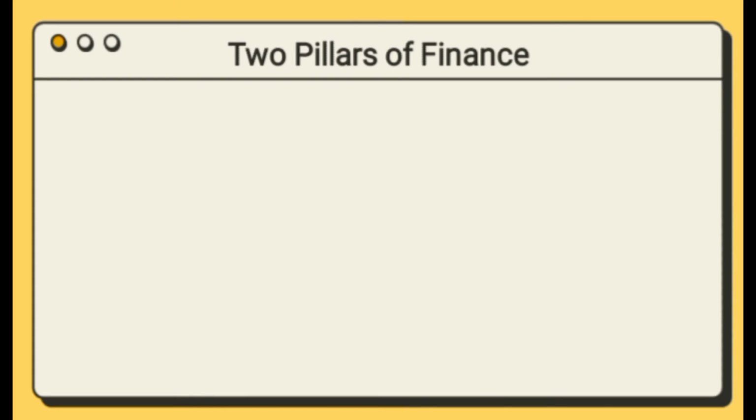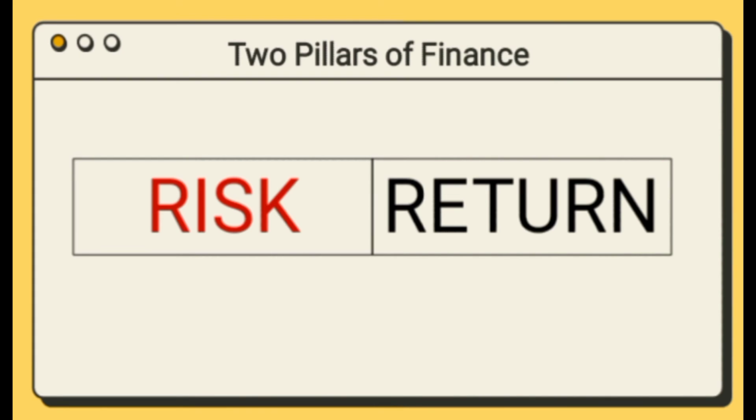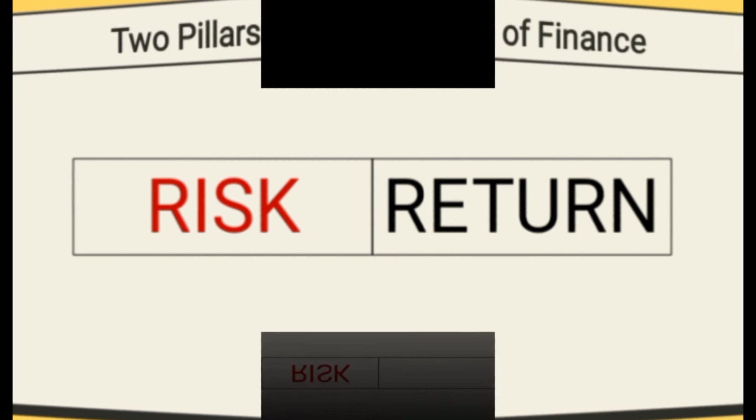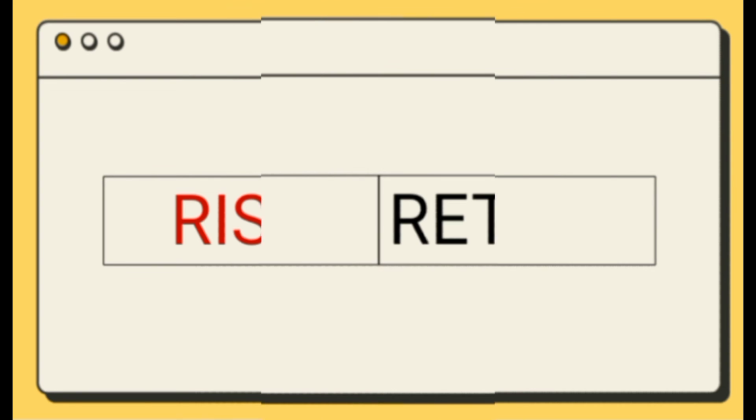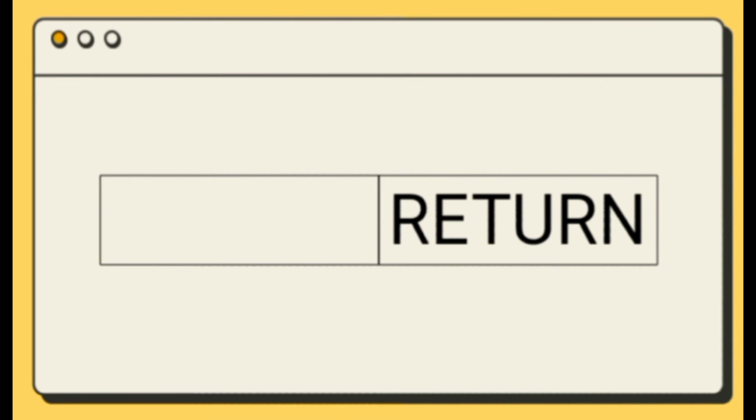Two pillars of finance are risk and return. Let's define risk and return separately. Risk is the probability that an investment's actual return will be different from the expected return. Risk can be low, in other words, the chance that an investor will lose some of his investment, or risk can be high, in other words, the chance that an investor will lose most or all of his investments. Return is simply the profit on an investment. It can be measured in absolute terms or in percentage terms.